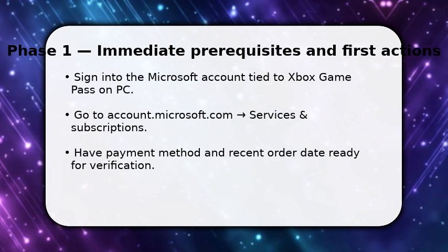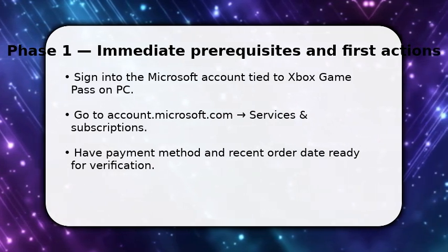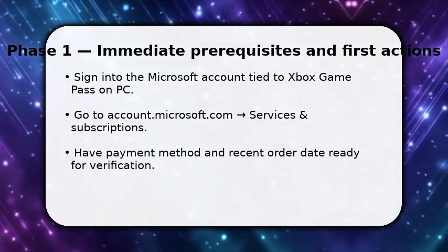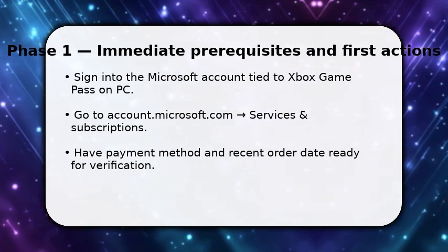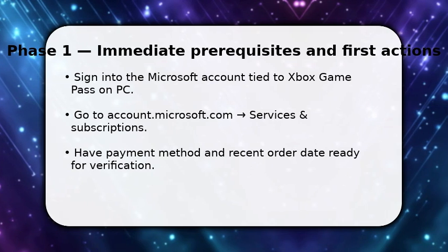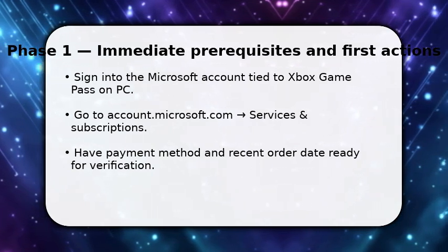This speeds verification. Now locate the Xbox Game Pass entry on the list. Don't jump into the Xbox app yet. Once found, click Manage so you're ready for the cancellation options and billing details in the next step.